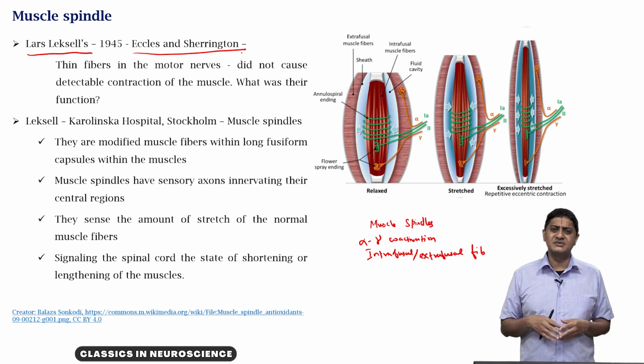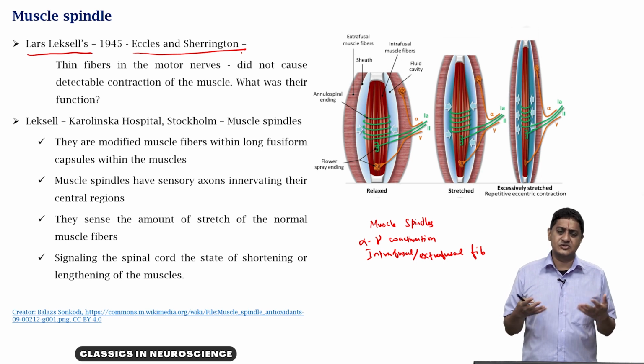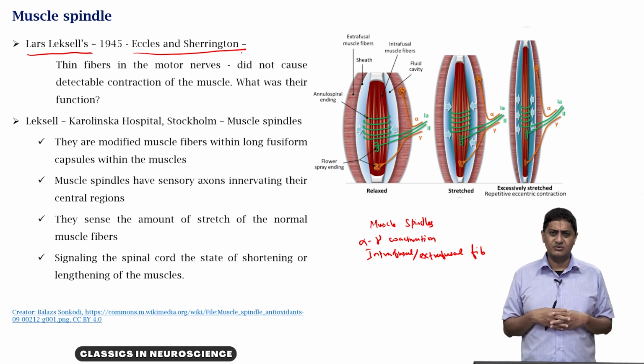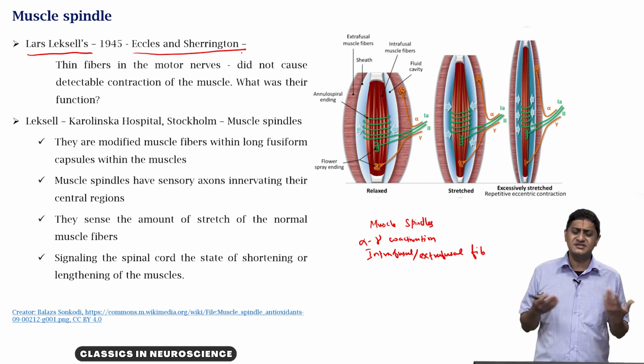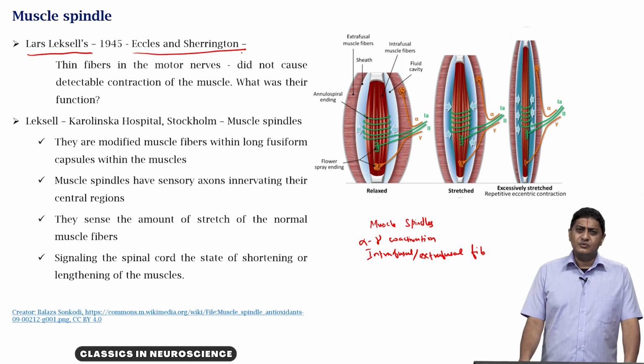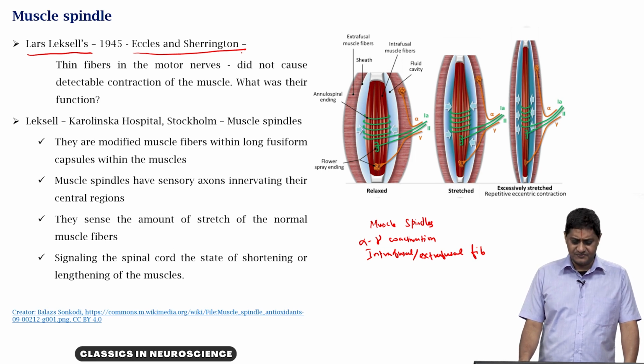It is innervating a muscle and you are stimulating it, it is active, but there is no force that is getting produced, there is no visible, detectable or noticeable contraction that you can observe. How is this possible? If it is not causing any contraction, what is it doing? What is their function? It is a mystery. What Lars Leksell set out to do was to study how muscle spindles functioned. I will come back to the previous question in a bit, please be patient.